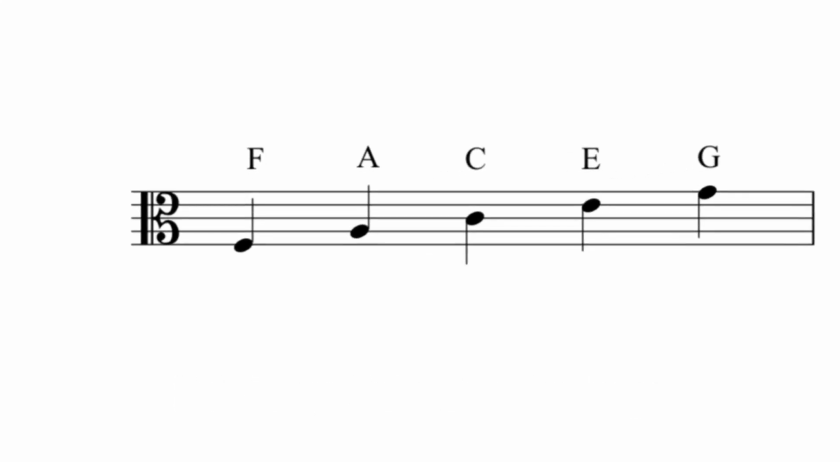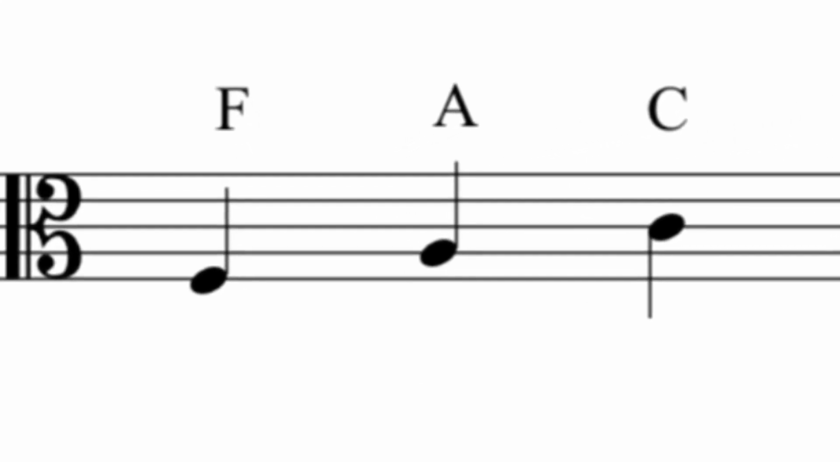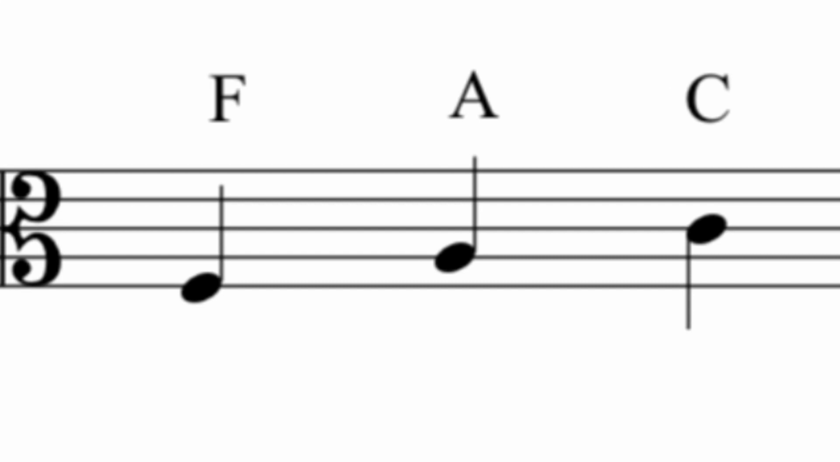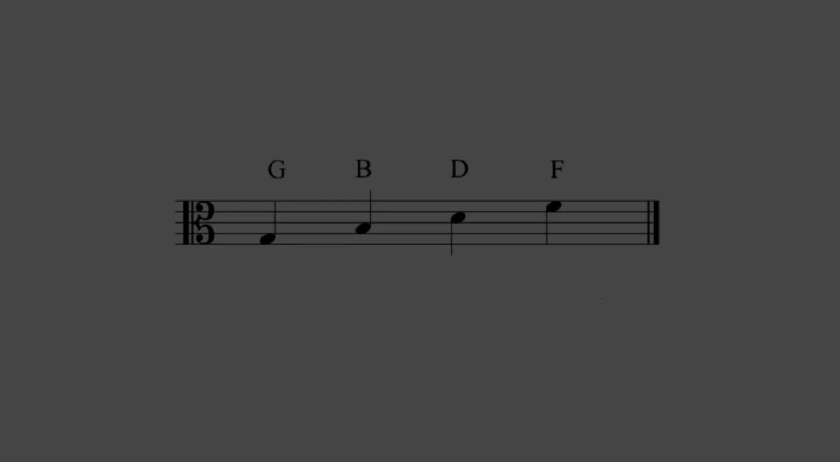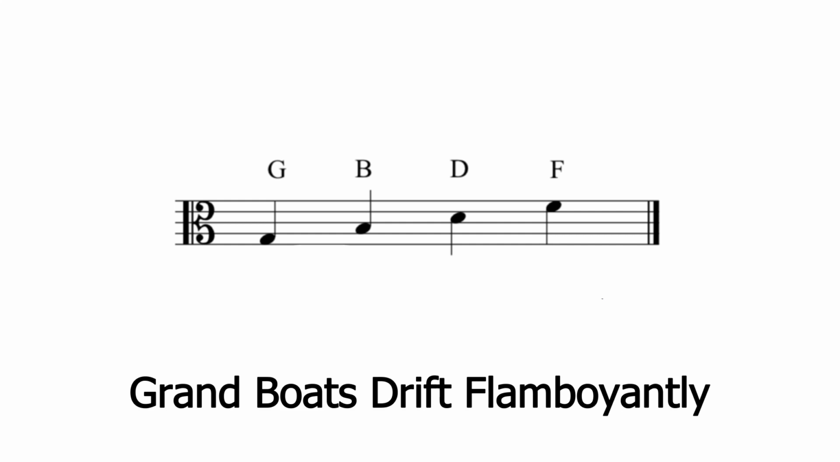As seen in this example, the center of the alto clef is indented around the C line, the middle line. For this reason, it is sometimes called a C clef. This example shows the letter names used for the spaces of a staff with an alto clef, which could be remembered with the mnemonic device "Grand boats drift flamboyantly," G-B-D-F.